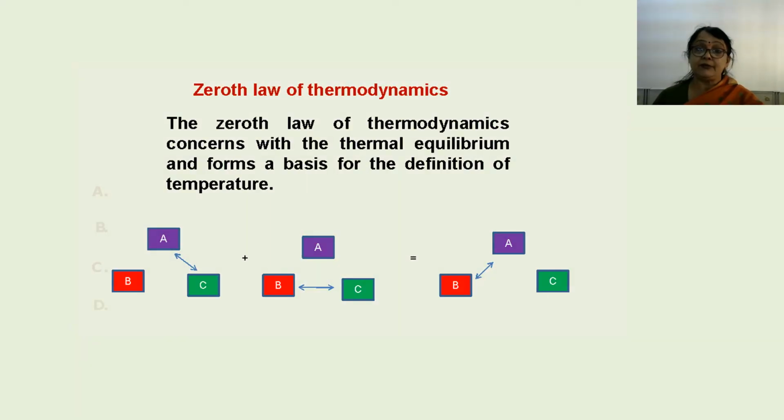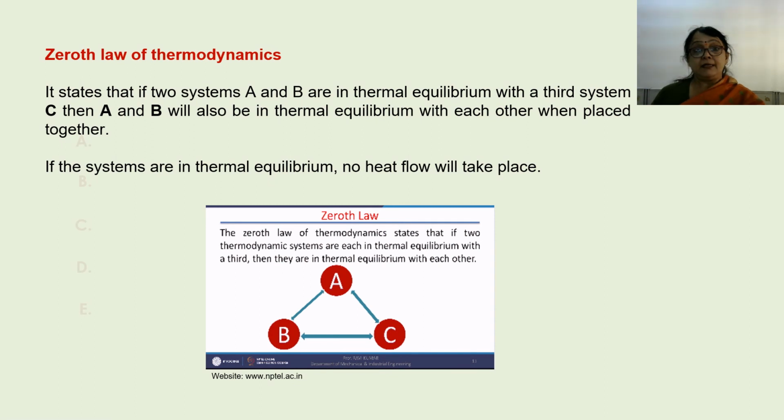Now, the zeroth law of thermodynamics. The zeroth law of thermodynamics is concerned with thermal equilibrium and forms a basis for the definition of temperature. It states that if two systems A and B are in thermal equilibrium with a third system, C, then A and B will also be in thermal equilibrium with each other when placed together. If the systems are in thermal equilibrium, no heat will flow.